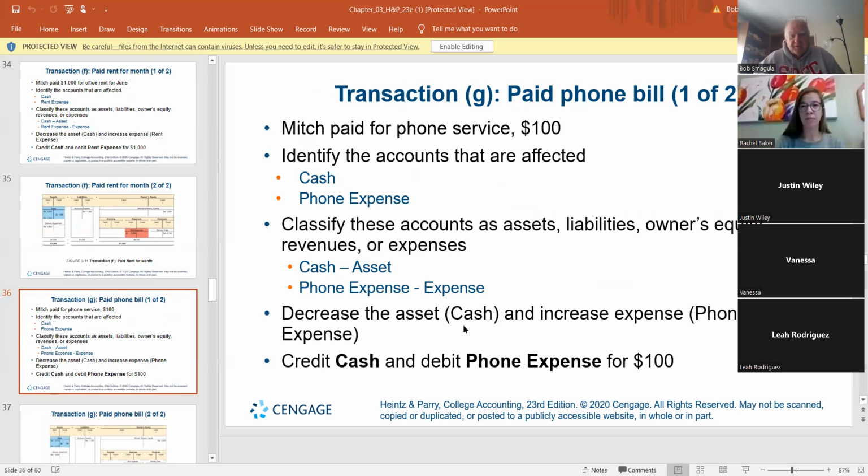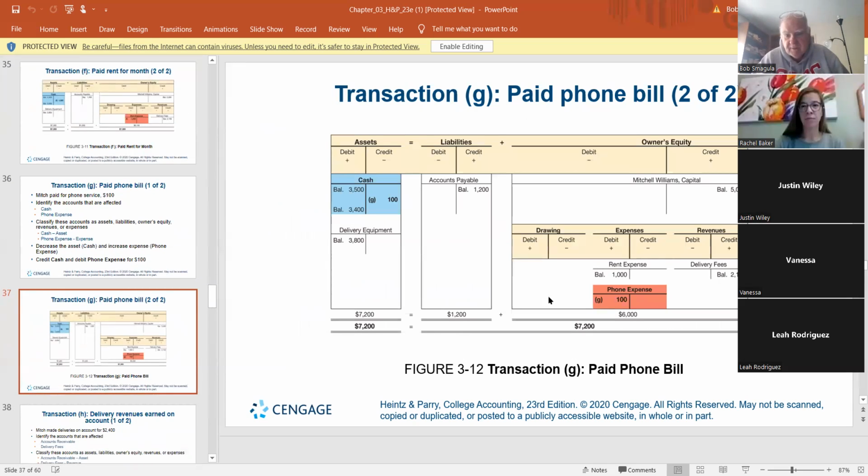Paid the phone bill. It's another expense. Cash is certainly going to be one of the accounts to worry about. And guess what? Telephone expense. Decrease the asset and increase the expense. So we're going to debit phone expense for 100 and credit cash. Debit phone expense, credit cash 100. Okay.